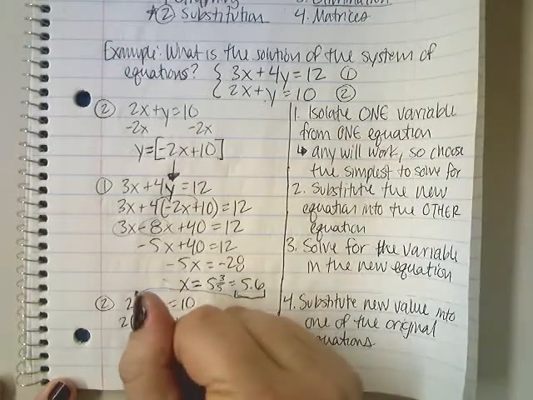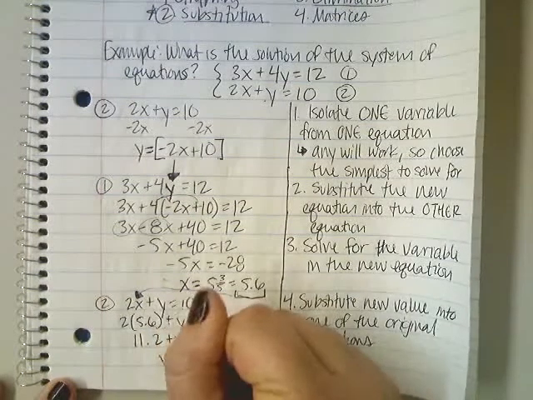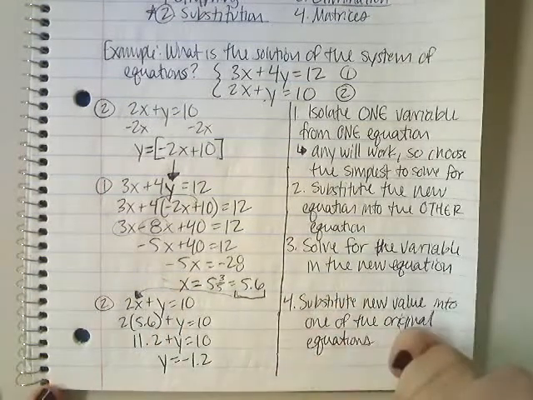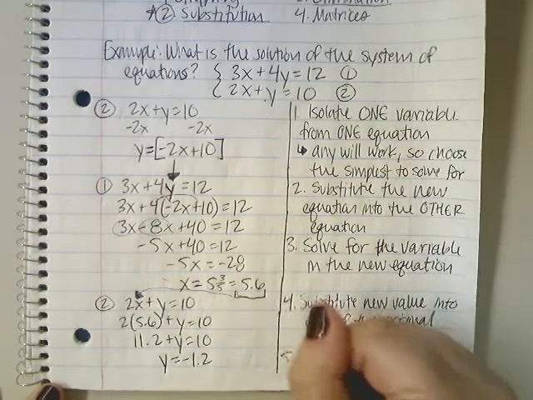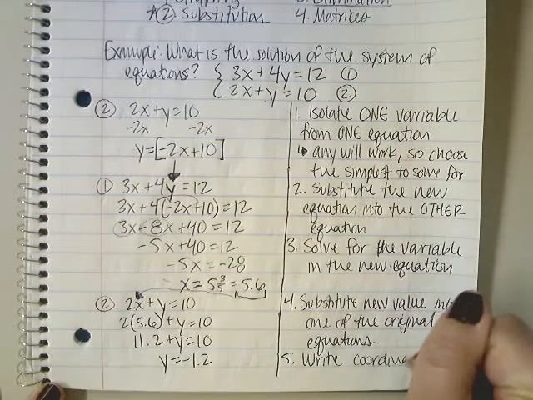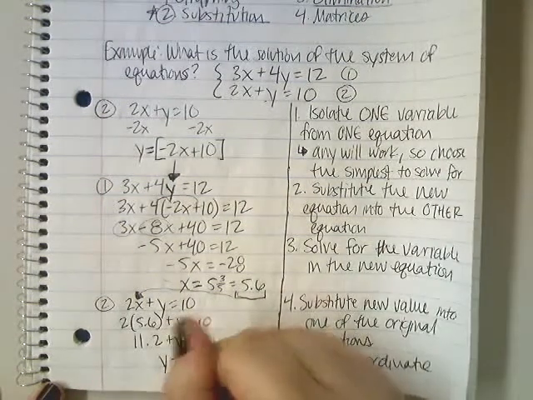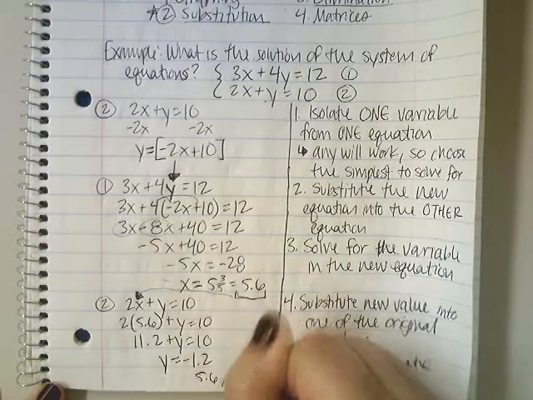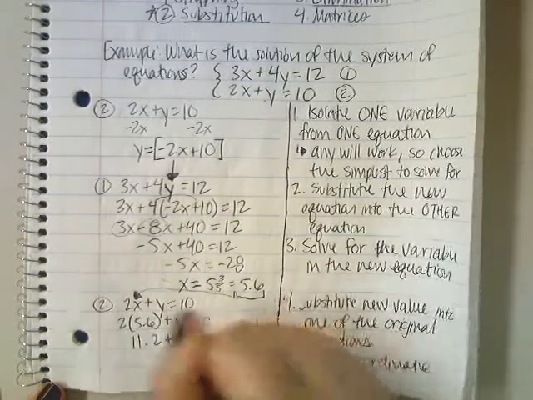I subtract 11.2 and I get y is equal to negative 1.2. So now I have both an x and y coordinate. My last step is to write that coordinate that I've solved for. That is my solution. So I'm going to write my x coordinate is 5.6 comma negative 1.2. That is my new coordinate, and I can box it in.